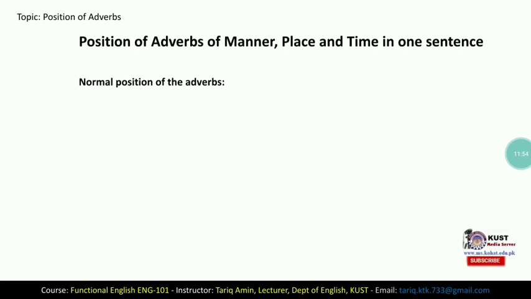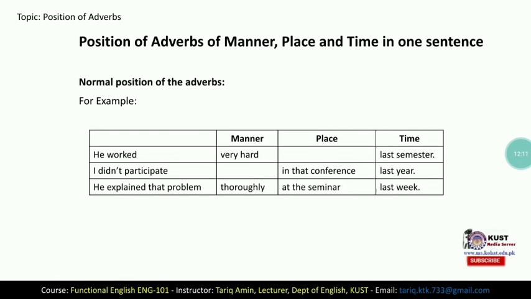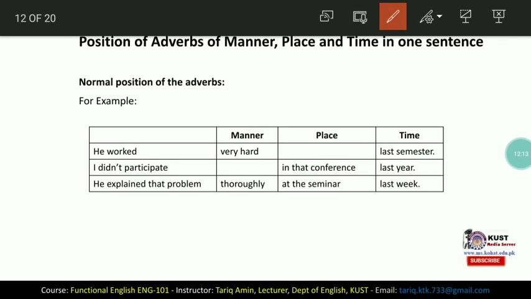Now, positions of adverbs of manner, place and time in one sentence. What if you have all these types of adverbs in a single sentence, what would be their positions? Let's discuss them. Normal positions of the adverbs are, for example, if you have a sentence where you have adverb of manner, adverb of place and adverb of time, what would be their positions? First of all, you will use adverb of manner. After that, you will use adverb of place, and after that, you will use adverb of time.